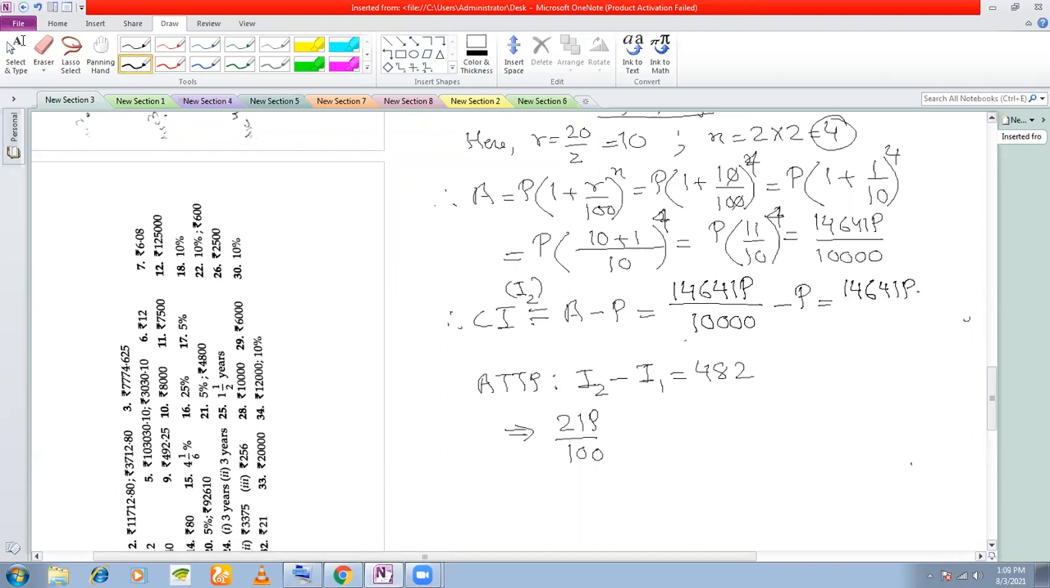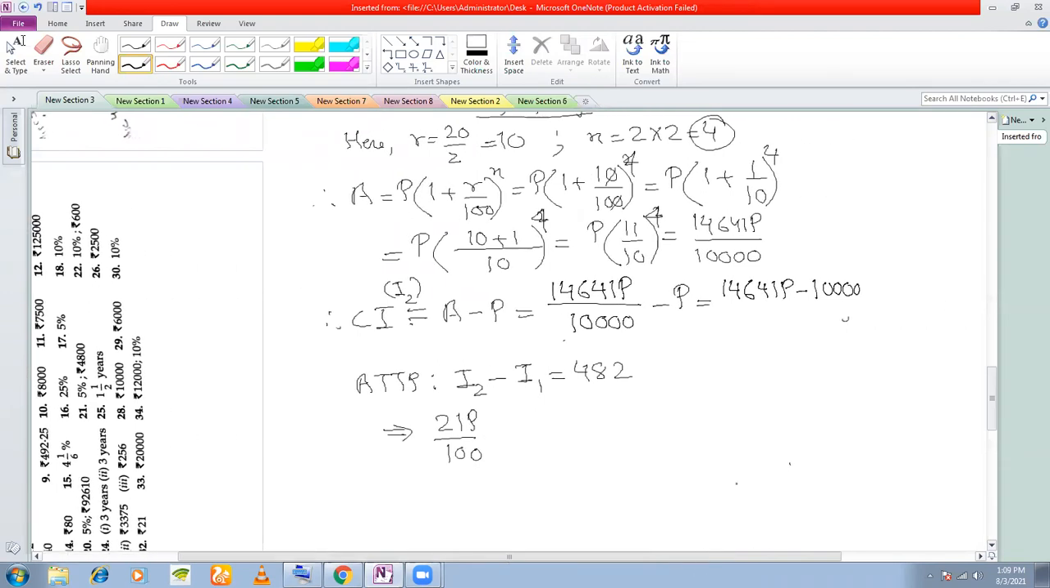Now you take the LCM. 14641P minus 10,000P divided by 10,000, which is equal to 4641P by 10,000. Okay, so this is the compound interest that we are getting, I2.